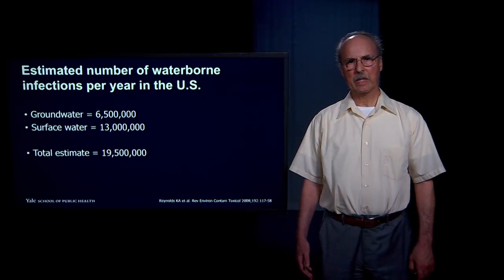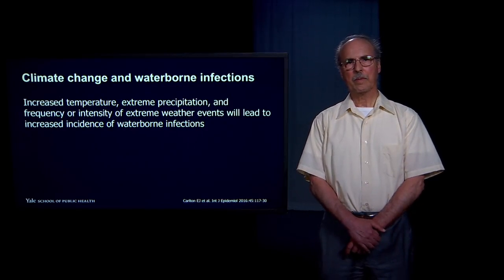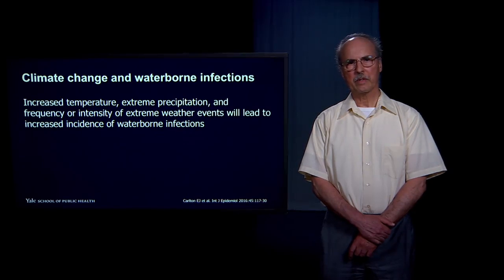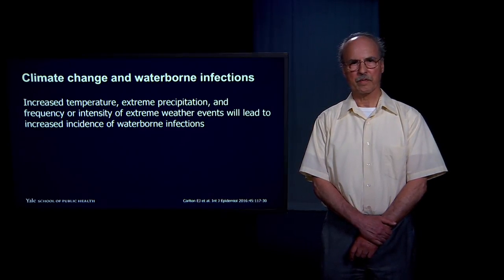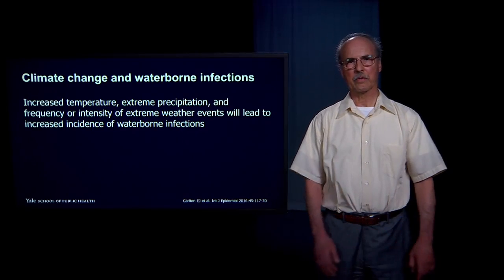Waterborne infections in the United States are quite common. This is the estimated number, a total of almost 20 million per year. So what about climate change and waterborne infections? Increased temperature, extreme precipitation, and frequency and intensity of extreme weather events will lead to increased incidence of waterborne infections. So that's kind of the bottom line. And we're going to spend a fair amount of time now looking at the details.